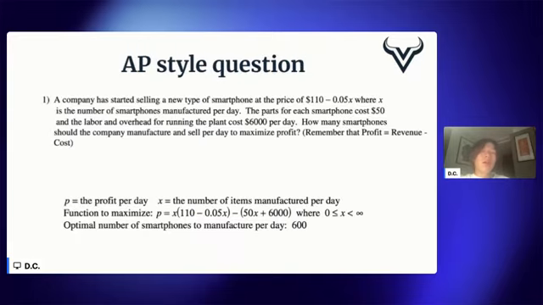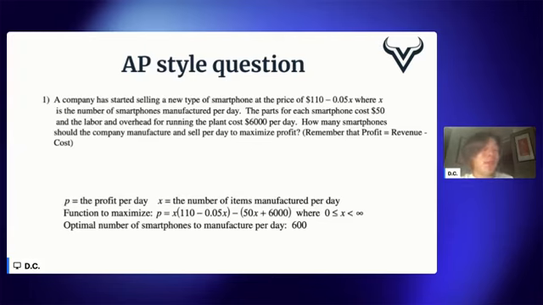Okay, now we're going to hop into some real AP-style questions. The first one says, a company has started selling a new type of smartphone at the price of $110 minus 0.05x, where x is the number of smartphones manufactured per day. The parts for each smartphone cost $50, and the labor and overhead for running the plant cost $6,000 per day. How many smartphones should the company manufacture and sell per day to maximize the profit?